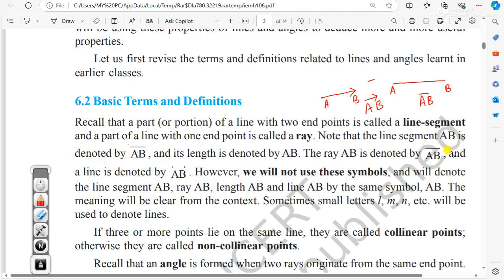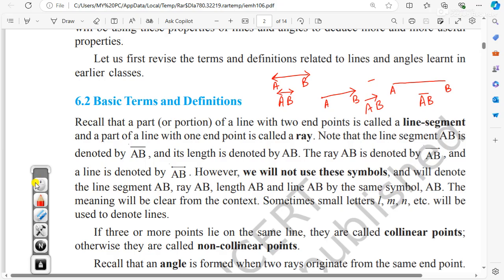The ray AB is denoted by AB and if you want to denote a line, it has two arrows on both ends, and it can be represented as AB, in this way. Here will be an arrow and here there will be an arrow, right? However, we will not use these symbols and will denote the line segment AB, ray AB, length AB and line AB by the same symbol, right? The meaning will be clear from the context. Sometimes small letters l, m, n, etc. will be used to denote lines, right?